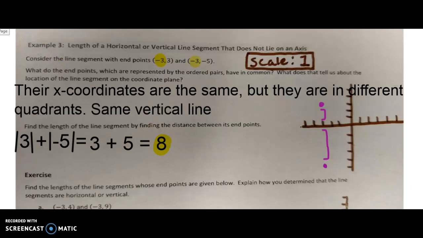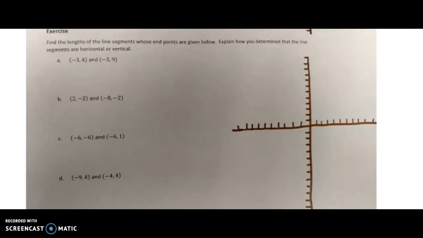Okay, let's move on to some exercises. So far, we've been doing all modeling, where I've been walking you through the problems. For this part, we're going to do a little bit of modeling and then a little bit of guided practice, where you're going to try the problems independently, and then we'll come back together as a group and see how you did. So let's read the directions. It says, find the lengths of the line segments whose endpoints are given below. Explain how you determined that the line segments are horizontal or vertical.